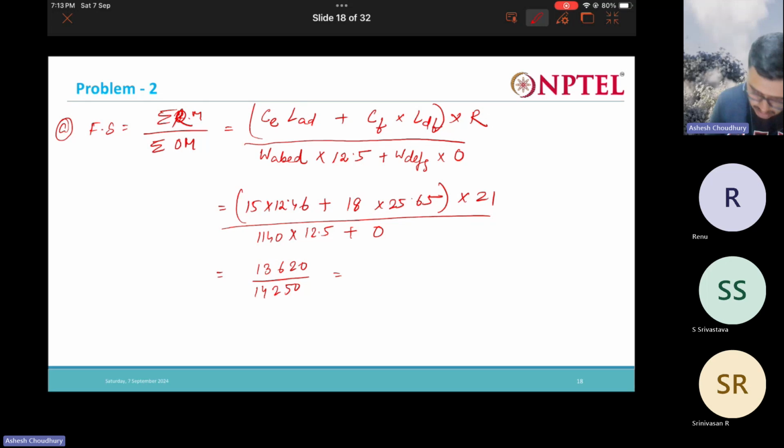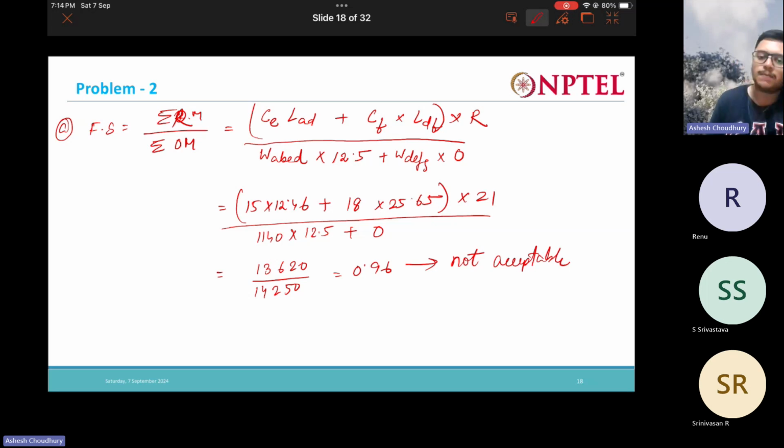This will come out as how much? Calculate. 13620.96. Not acceptable. Right, it is less than 1. That means the slope is not stable. It's going to fail. The slope is not going to stand on its own. It's going to fail.